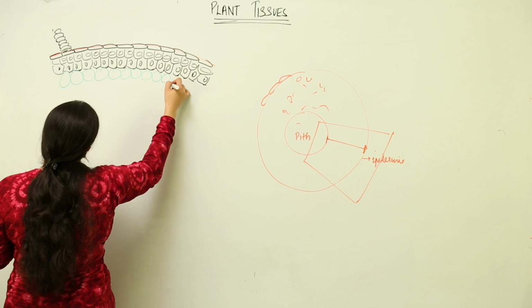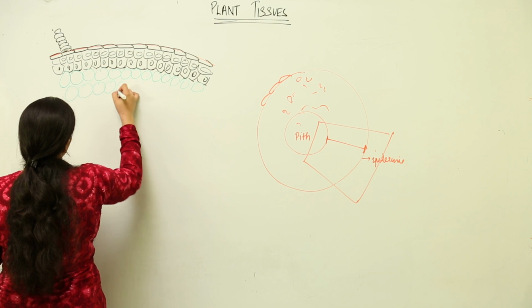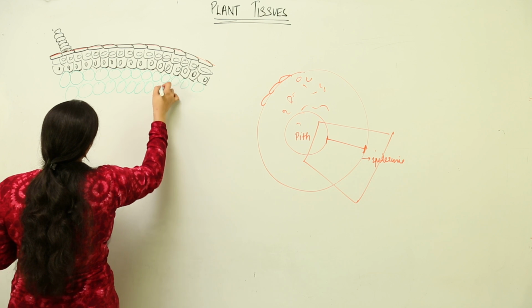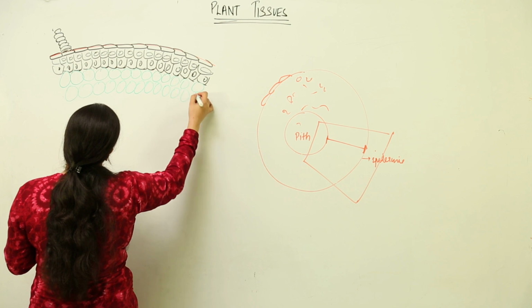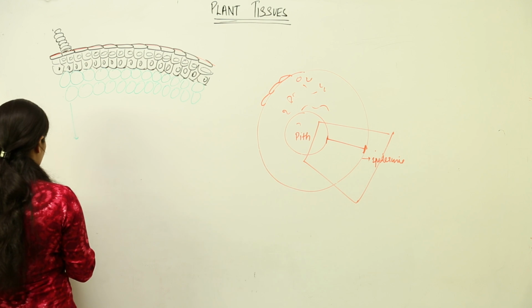These parenchymatous cells are typically the cells that we talked about, and they form the cortex. So it would extend till here. All these cells would be present over here.